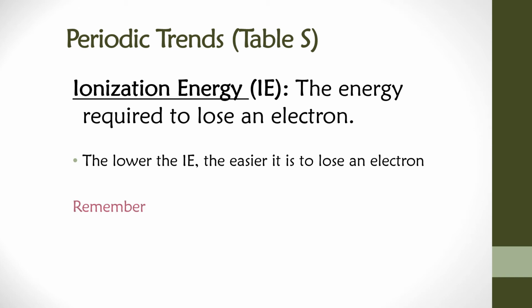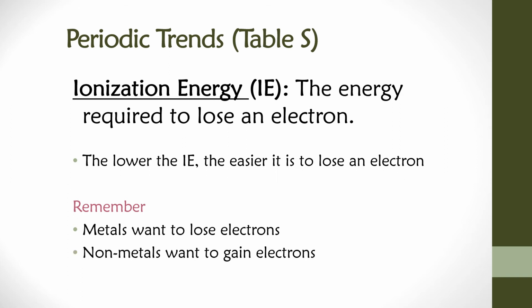Now, the thing to remember here is that metals want to lose electrons. Because they already want to lose electrons and it's easier for them to lose electrons, they are going to have low ionization energies. Non-metals, on the other hand, want to gain more electrons. Because it's not very easy for them to lose the electrons that they already have, they are going to have very, very high ionization energies.